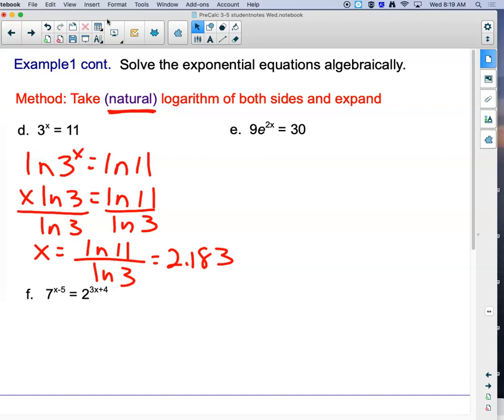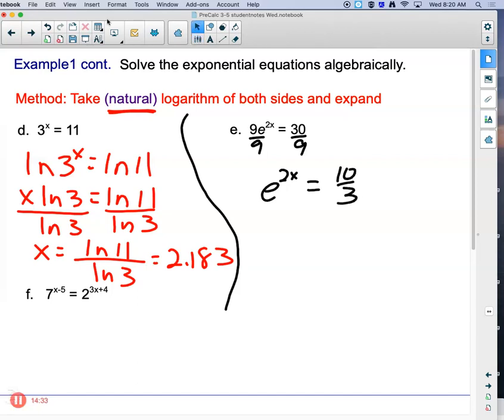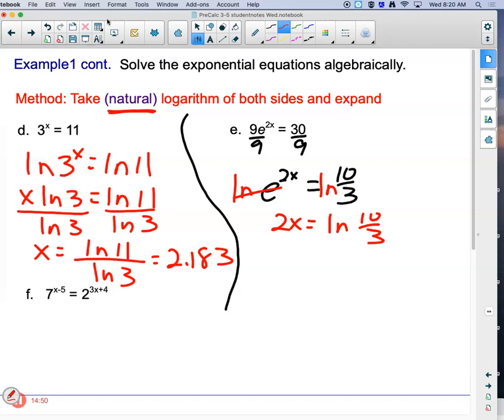All right, like I said, for E, that one's not ready to go. That one we have to divide both sides by 9. And of course we can do a little reducing because 3 goes into both of those. And then we think about the method, which is using natural logarithm, and that works out fantastic on this problem because the natural logarithm and E, those are inverses of each other, so that's going to be gone. And then we just divide both sides by 2.